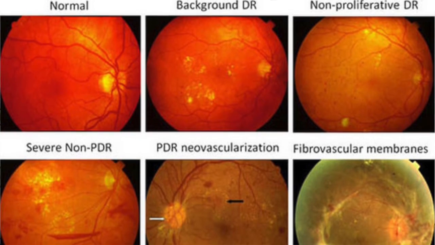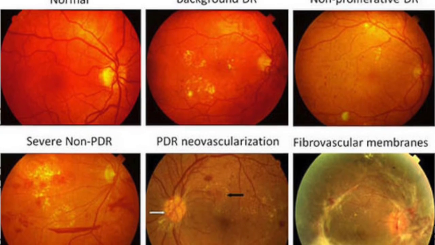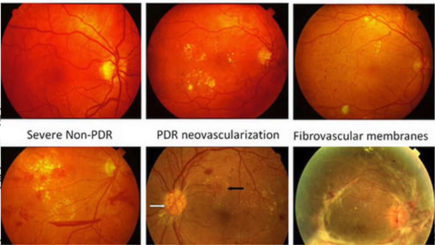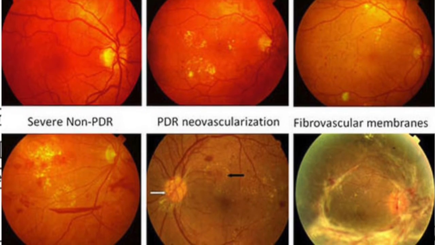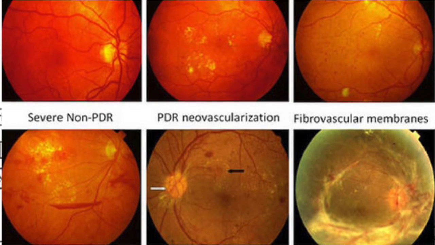Diabetic retinopathy, caused by type 1 and type 2 diabetes. Tiny blood vessels in the retina are damaged. Increased blood sugar damages the blood vessels, making them swell or rupture.